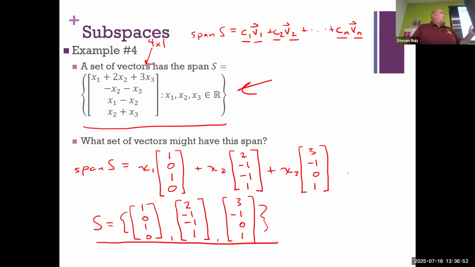I think at the very least, if I add the first two together, I get the third one, right? But what happens if I add these two together? I don't have anything with a 5 in the top row. So it's not closed. It has to be closed for every pair you can think of. So we're already done. It's not a subspace.